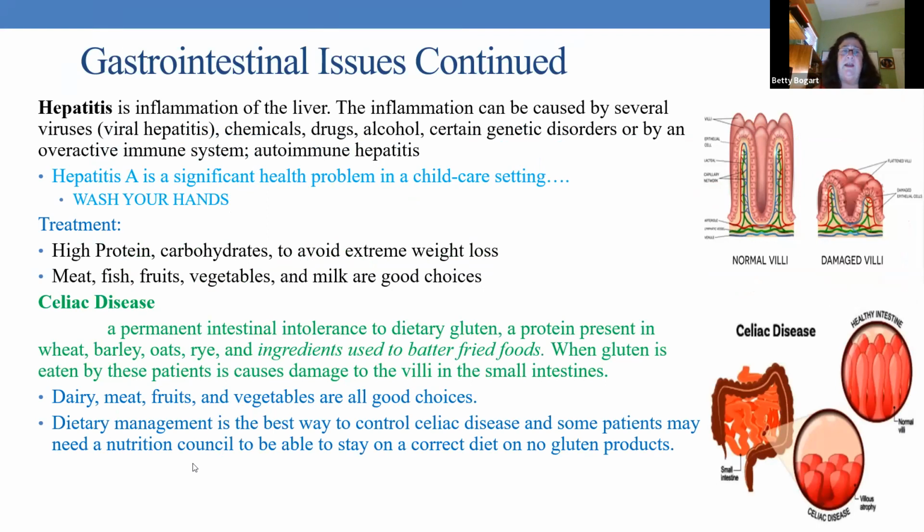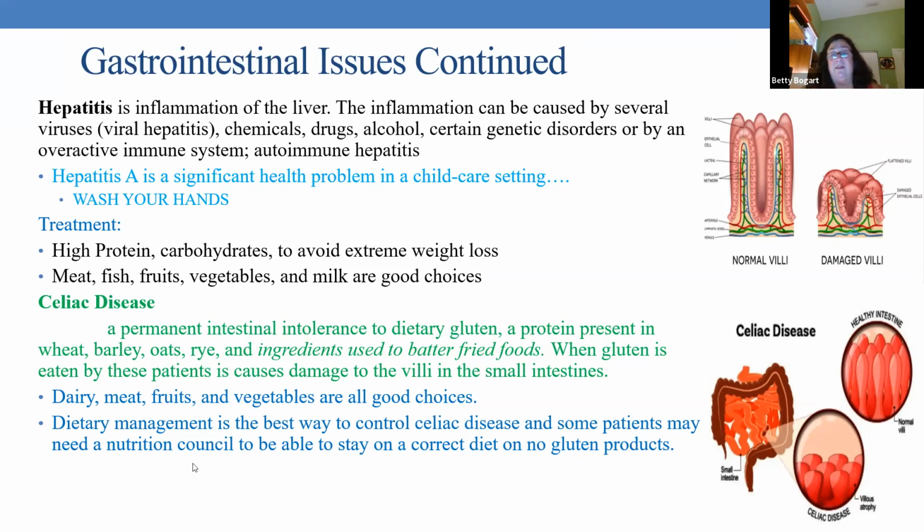Another thing with hepatitis, a good high protein, high carbohydrate diet is good. Now, you should decrease the fat on hepatitis, but milk is a good choice for this child, which is like, huh, really? So you don't want those high fat things, but milk is a good choice and some high protein is good. Meat, fish, fruits, vegetables, and milk are all good.